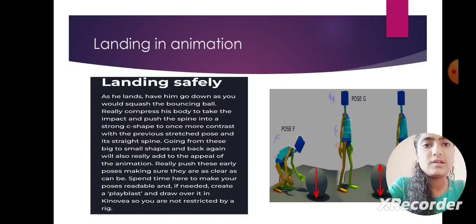Really push these early poses, making sure they are as clear as can be. Spend time here to make your poses readable, and if needed, create a playblast or draw over it with neat notes, as you are not restricted by a rig. Landing safely. This is the image of landing in animation, which plays an important role in animation.